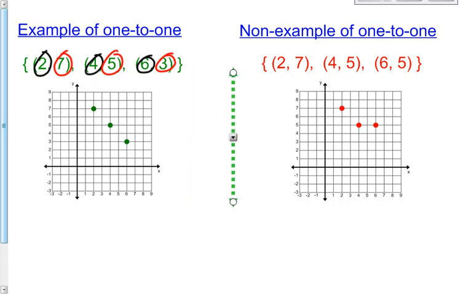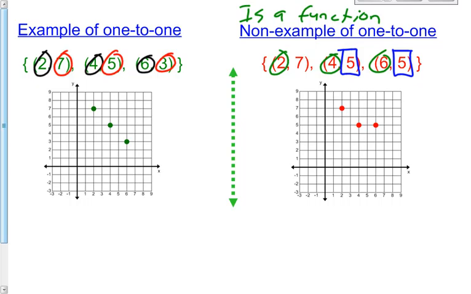This one is not a one-to-one function, and how do we know that? The x's do not repeat themselves, so this tells us that it is a function. However, the y's cannot repeat if it's going to be a one-to-one function. Do the y's repeat? 5 and 5. So because that 5 shows up twice, it's repeated itself, we know that it's not one-to-one. To do the vertical line test, this tells us that it is a function, 1 point, 1 point, 1 point at a time. So it is a function once again.